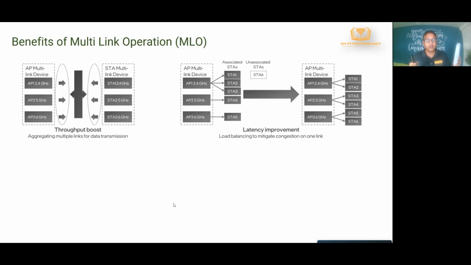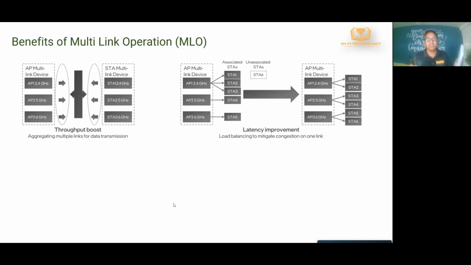Now, this is not the traditional load balancing or band steering. We're all used to load balancing and band steering, where a station connects to an access point, let's say in the 2.4 gigahertz band, and after a while it decides to move to 5 gigahertz, or the AP might decide to de-auth the client so that the client can go to the 5 gigahertz band. That is traditional band steering and load balancing.